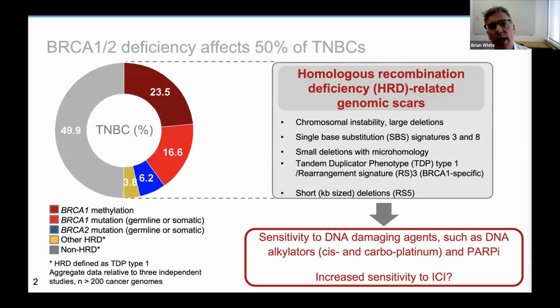So BRCA1 and/or BRCA2 protein deficiency occurs in about 50% of triple-negative breast cancers, or TNBCs. This can be through a combination of germline variation, acquired somatic mutation, or methylation. Both proteins act in the homologous DNA repair pathway, which is a mechanism for repairing double-stranded DNA breaks. As such, patients with BRCA alterations suffer deficiencies in homologous repair, and this can lead to accumulation of mutations and genomic scars, including chromosomal rearrangements, single base substitutions, and small deletions.